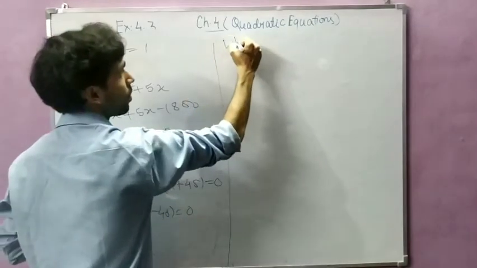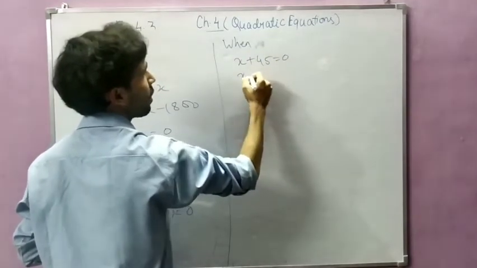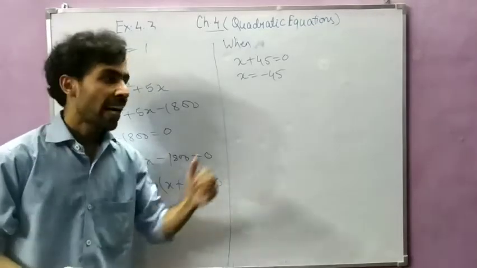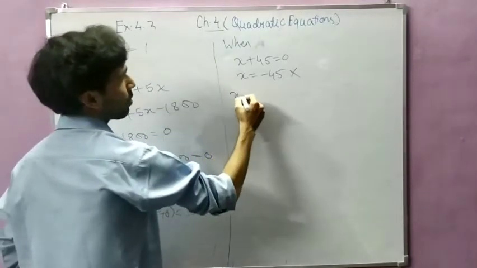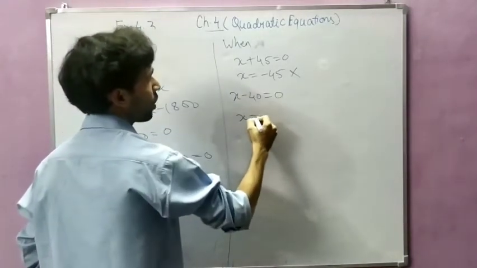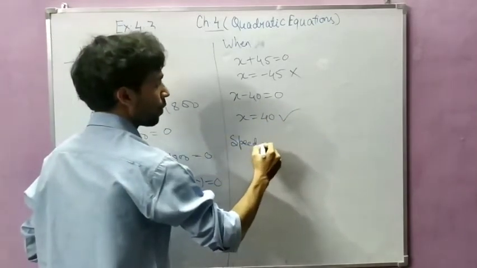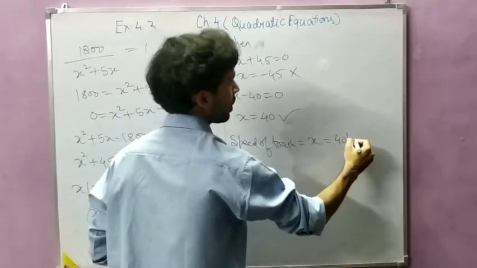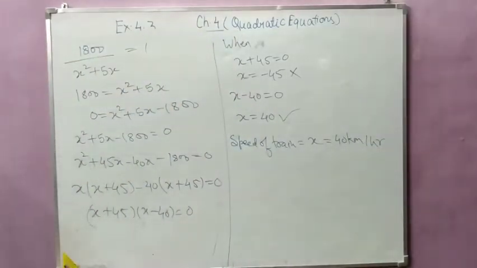So when x plus 45 equals 0, x will be minus 45. And what was x? x was the speed of the train, and the speed of the train cannot be negative, so this value we cannot take. Now the second value is x minus 40 equal to 0, so x equals 40. Yes, this value we can take. So the speed of the train is x, which is equal to 40 kilometers per hour. Okay, this is the solution of question number 8.